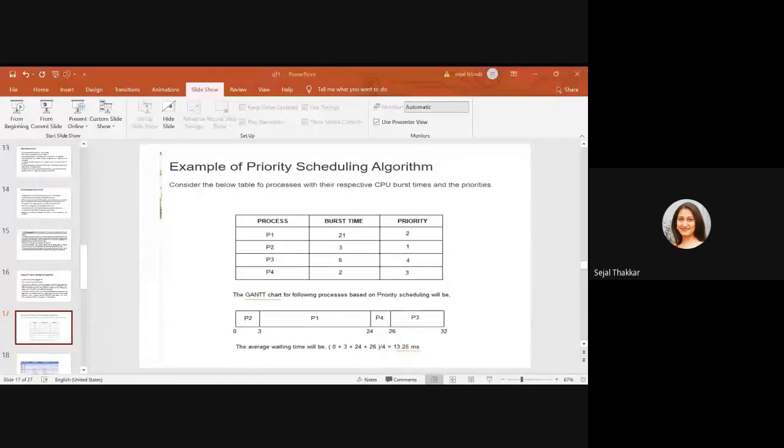So the first criterion is arrival time. Second, we need to go by the given example. Here we have given the priorities 1, 2 and 4. 1 is the highest priority, 2 is the second, and 3 is the next priority. You can write down 3 here. And you can write down P4 here.